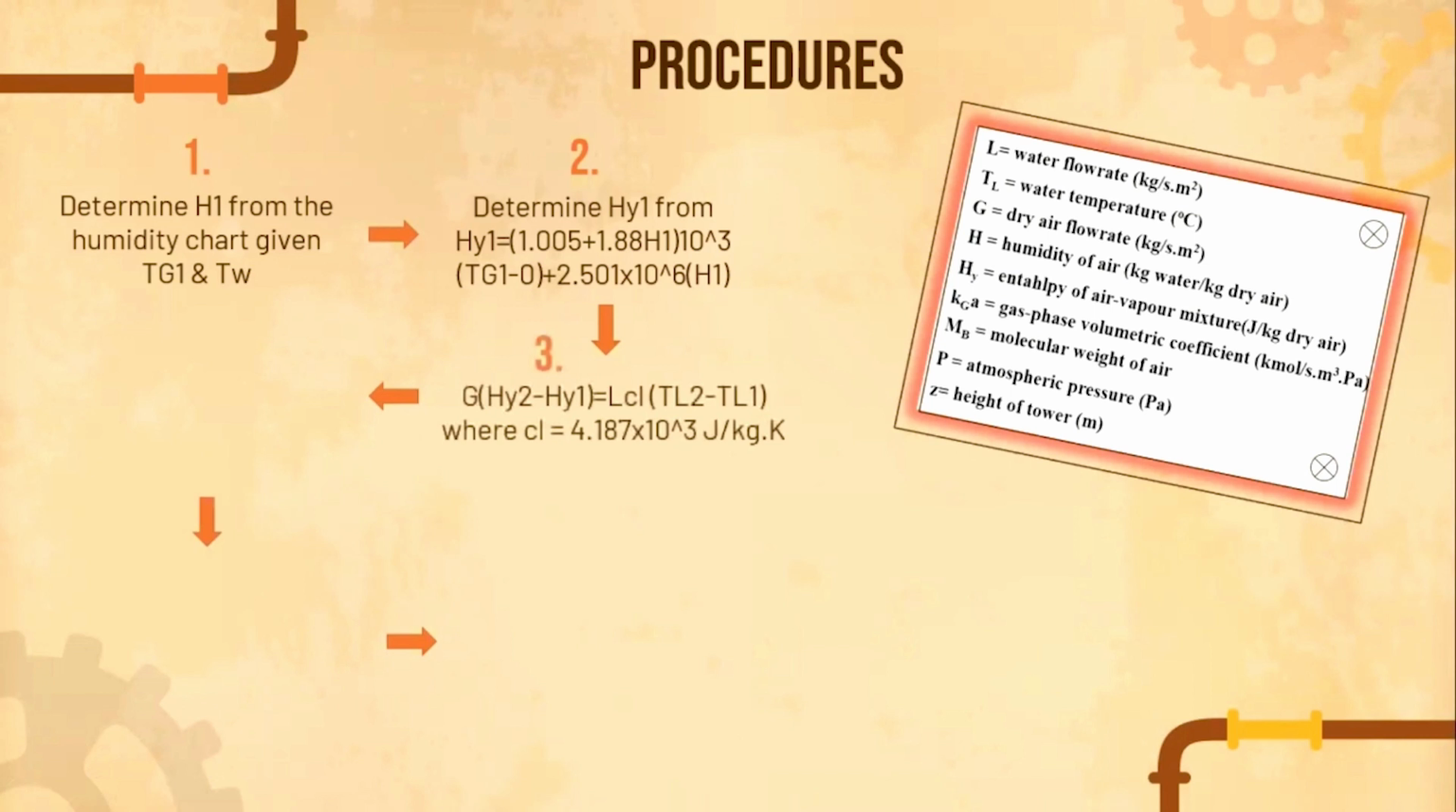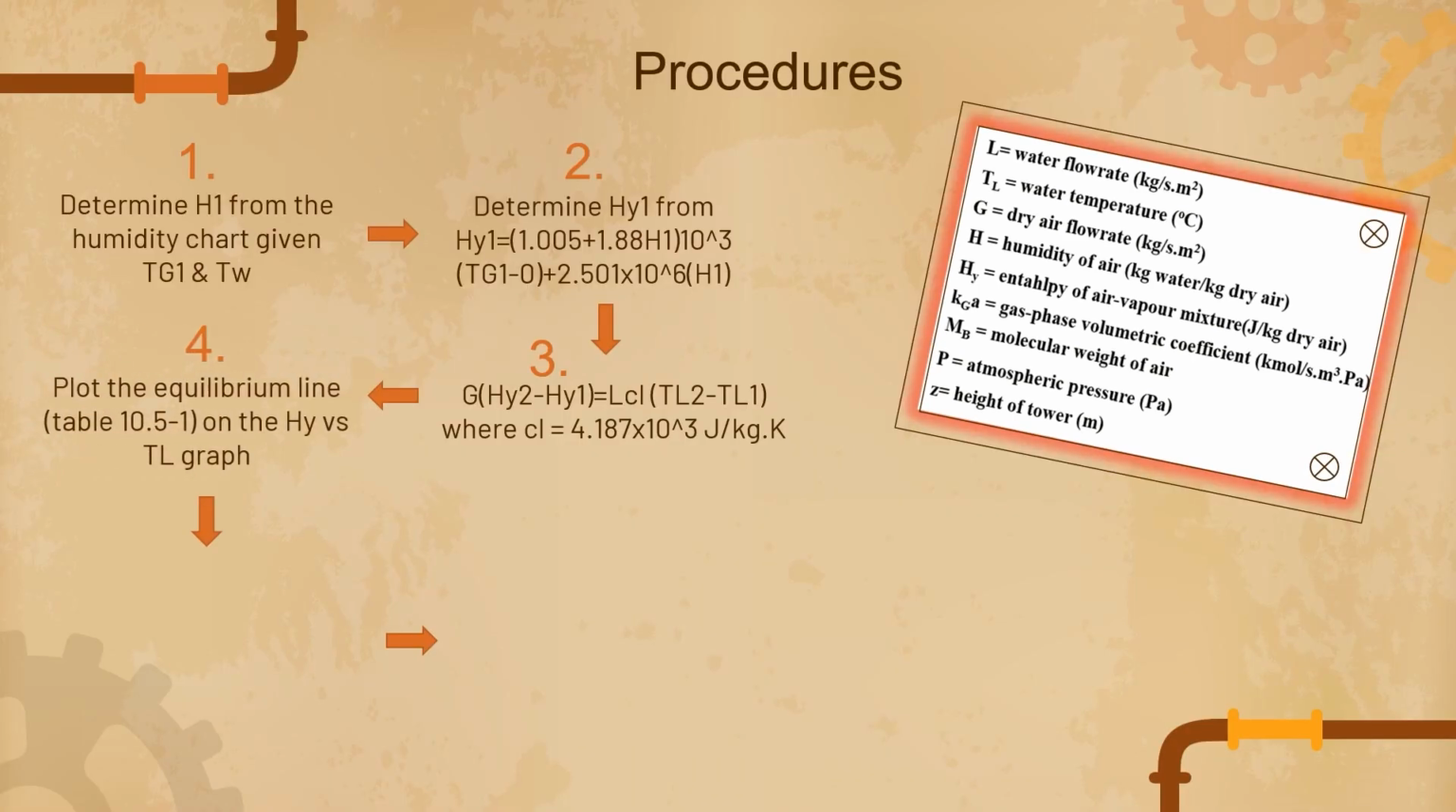So for step 3, we have to find the Hy2. This is the enthalpy at the top of the humidifier. So in this equation, all the unknowns have been given and found except the Hy2. So the equation can be solved. The fourth step is to plot an equilibrium line.